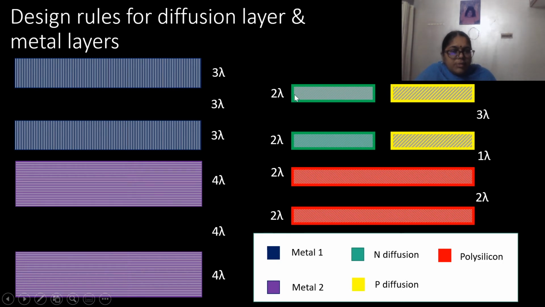The minimum width of N diffusion or P diffusion is 2 lambda. Minimum spacing between any 2 N diffusions or P diffusions is 3 lambda. Similarly, a minimum spacing of 1 lambda should be there between polysilicon and the diffusion layer, and a minimum spacing of 2 lambda between 2 polysilicon layers, and their minimum width is 2 lambda.